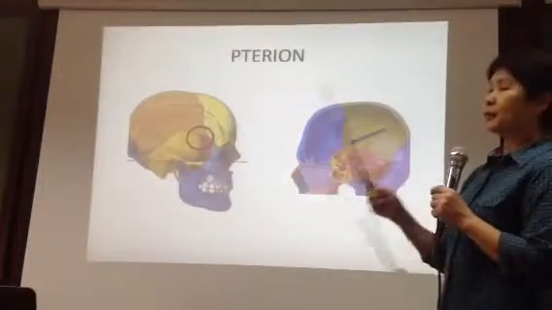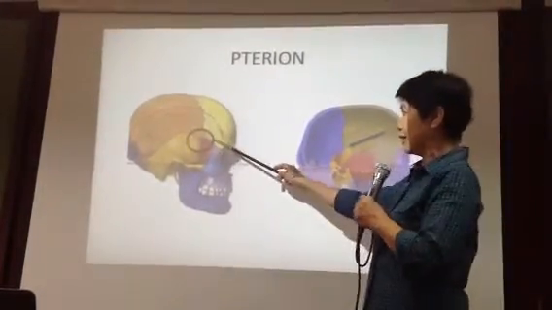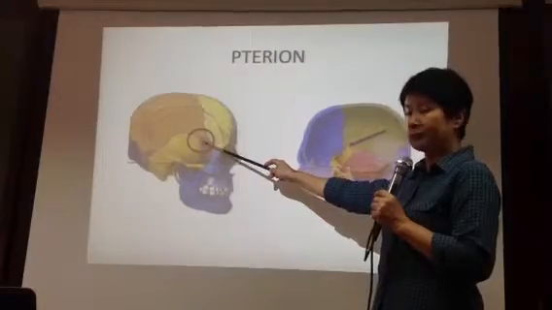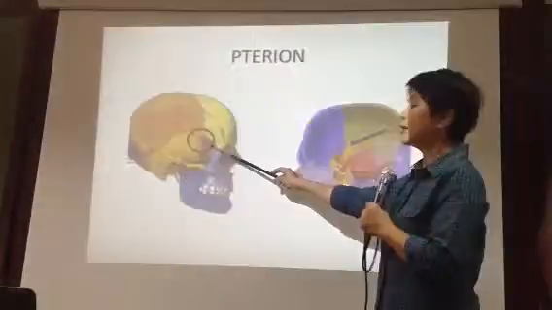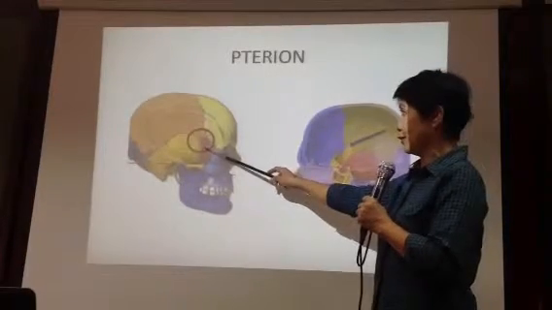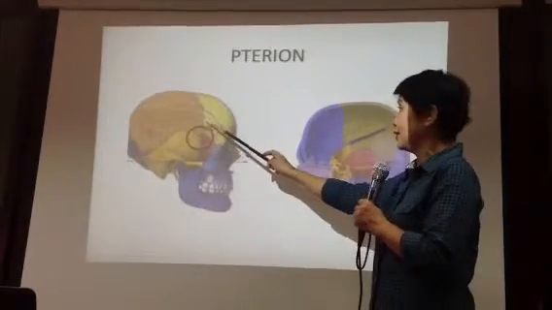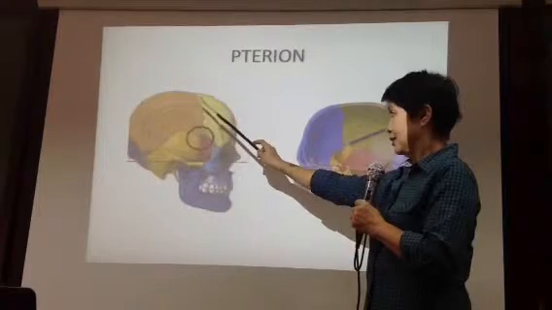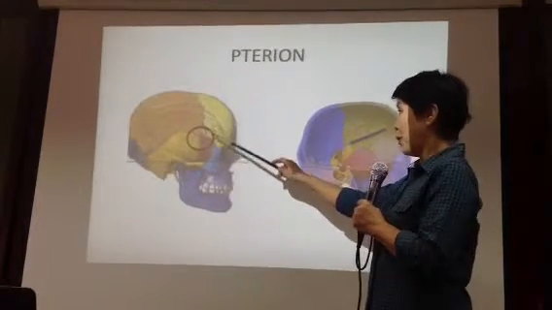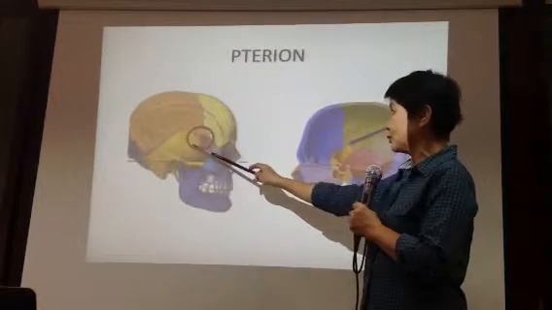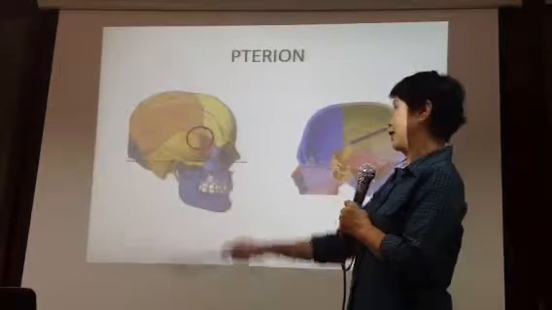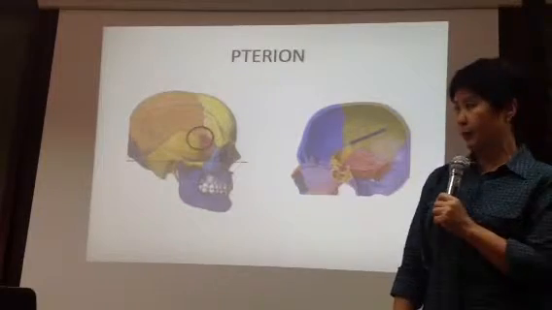In the temporal fossa, you have an important area which is called the pterion. The pterion is where your parietal bone meets the greater wing of the sphenoid. So, nag-articulate sila, no? What's this? Parietal bone and greater wing of the sphenoid. This is frontal. What is this? Temporal bone. The squama, or the squamous part of the temporal bone.